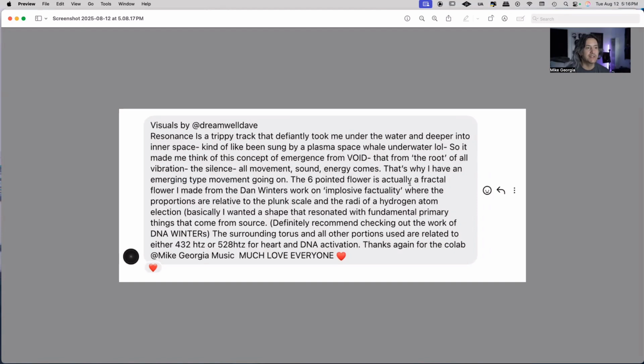The six-pointed flower is actually a fractal flower I made from the Dan Winters work on implosive fractality, where the proportions are relative to the Planck scale and the radii of a hydrogen atom electron. Basically, I wanted a shape that resonated with fundamental primary things that come from source. Definitely recommend checking out the work of Dan Winters. The surrounding torus and all other portions used are related to either 432 hertz or 528 hertz for heart and DNA activation. Thanks again for the collab, Mike.